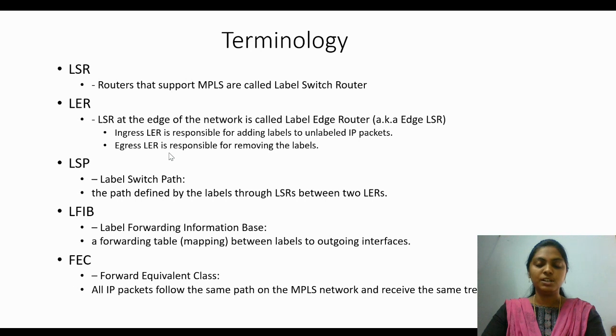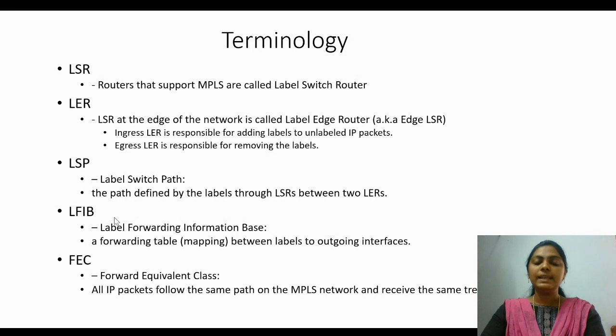And then LSP, which is the label switch path. This is the path defined by the LER through the label switch routers. So between the source and destination, there will be edge routers, that is, between two LERs. It has to find the label switch routers. So that is the label switch path.